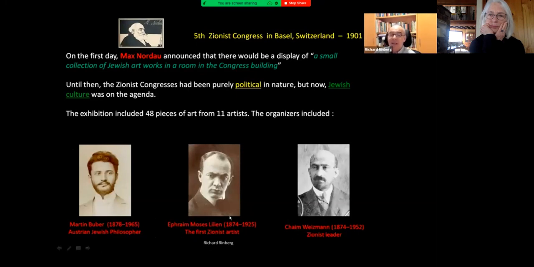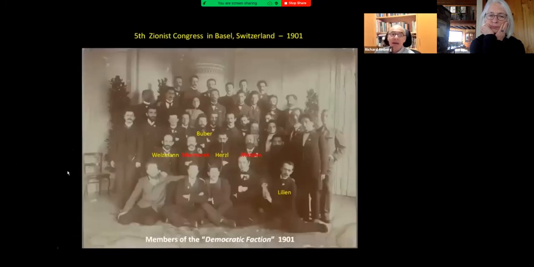And you can see they were all born pretty much at the same time. Young men here at the conference. And here's a picture of a particular faction, the Democratic faction. Here's Herzl in the middle. Here's Chaim Weizmann. Here's Lilien, the artist. Here's Martin Buber.